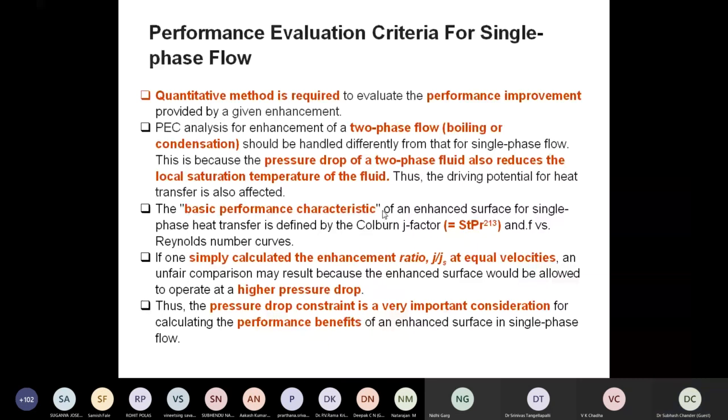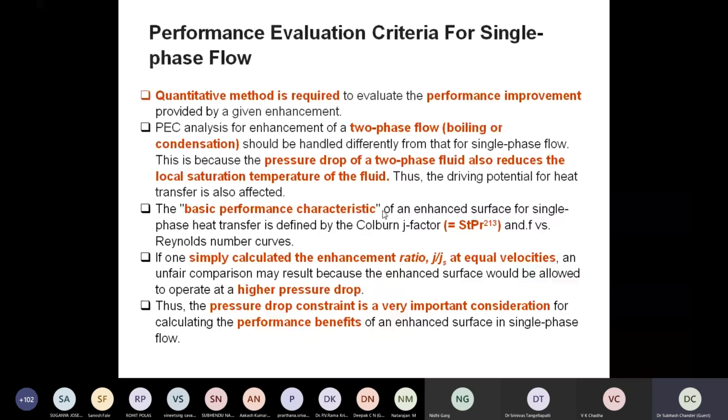Right? So if one simply calculates the enhancement ratio J upon Js, that's only the heat transfer gain at equal velocities, and an unfair comparison may result because the enhanced surface would be allowed to operate at a high pressure drop. So this is where the key point lies, right?